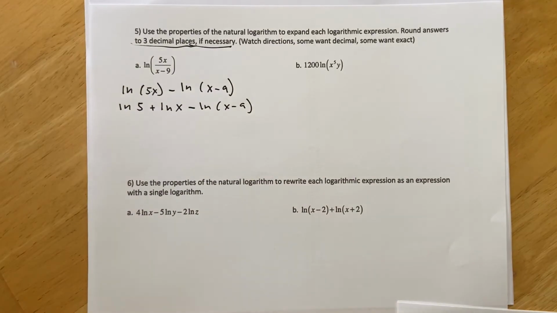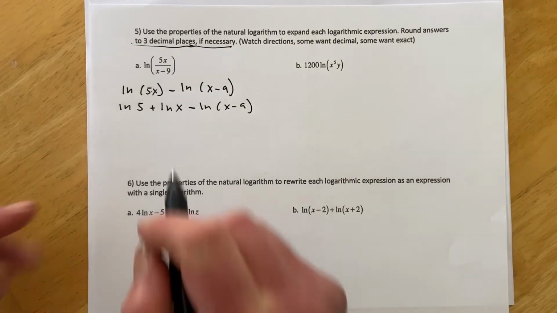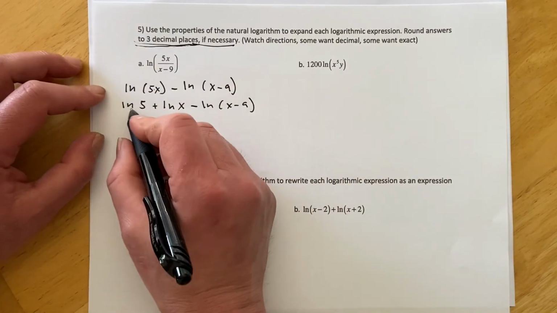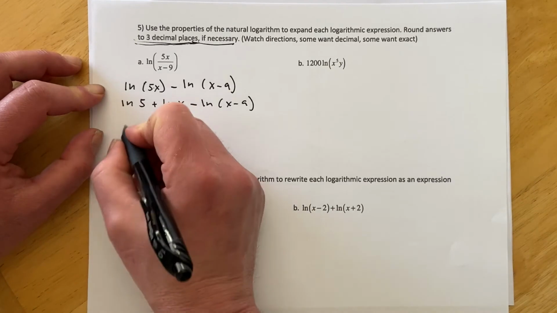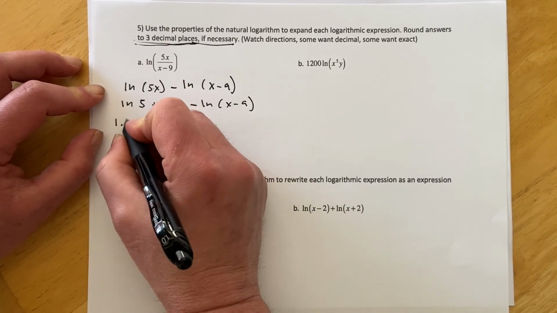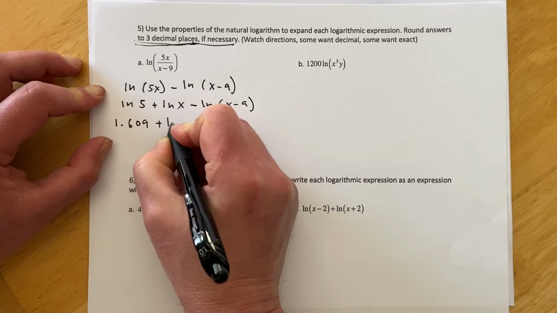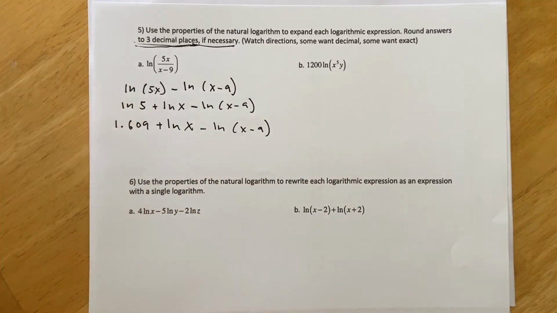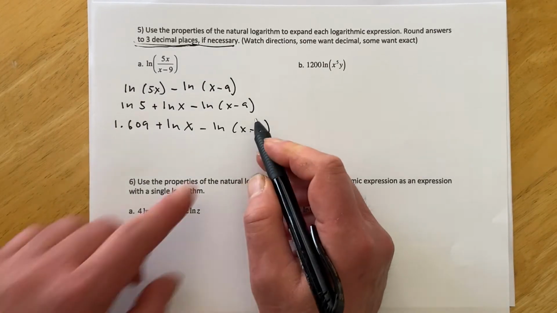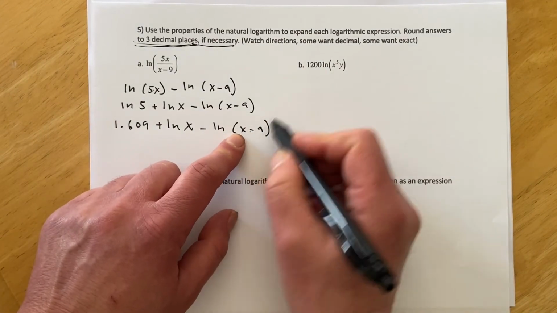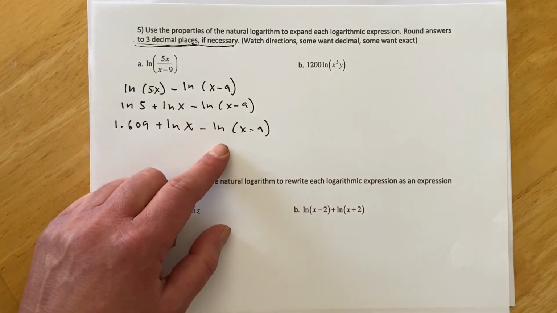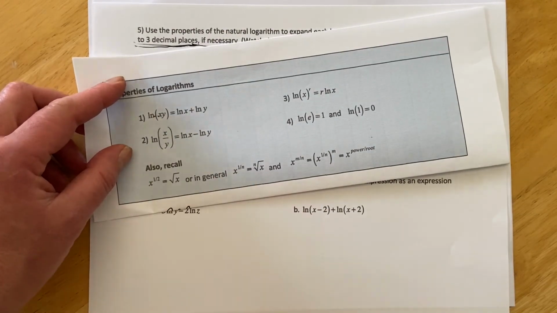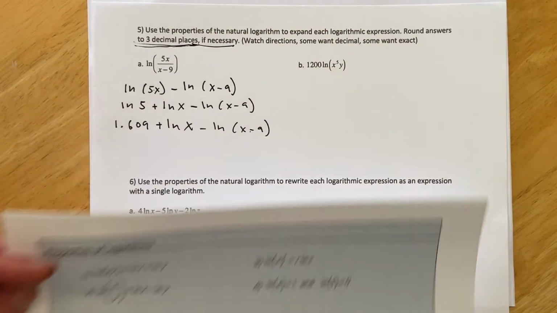And then, depending on the directions, that would be it. Or for this particular problem, since it says round answers to 3 decimal places, ln 5 is just a number. And if you put that in a calculator, you should get 1.609. And then that would be your final. Notice here I'm not trying to break this up because this is x minus 9. We don't have anything in our properties about addition or subtraction happening, right? Only multiplication and division. So this just acts as one unit.